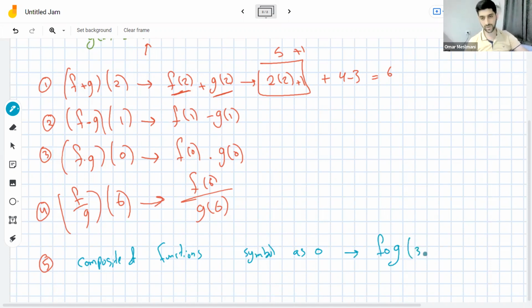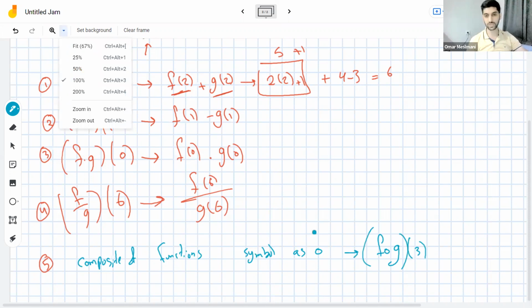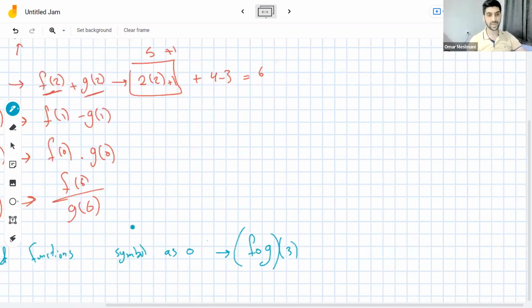f o g to a value of 3, as an example. What does f o g to a value of 3 mean? It means that I'm going to start with g, find the value of g3, and whatever the answer of g3 is, put it inside the f. So basically, the composite of functions is just reordering the functions. Start with the first one on the right, and then put the result in the second one.